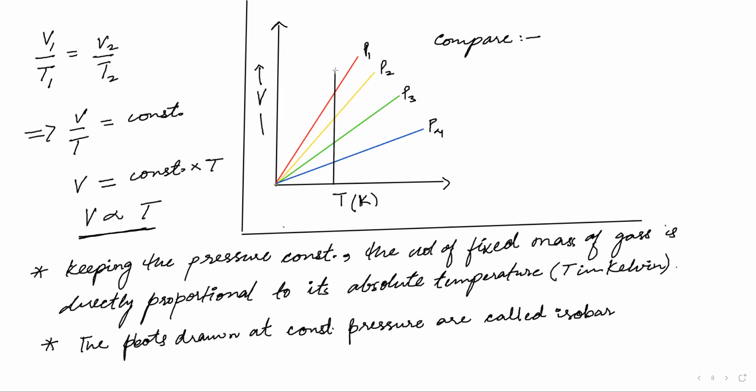Take a line like this. That means, see, if you are comparing the pressure, na, then you have to take at constant temperature. At constant temperature, you have to measure different volumes. And if you measure different volumes, then what will you see?